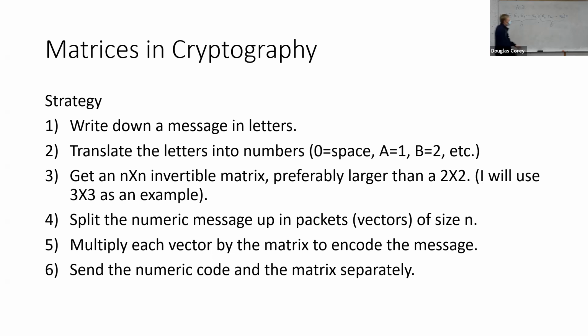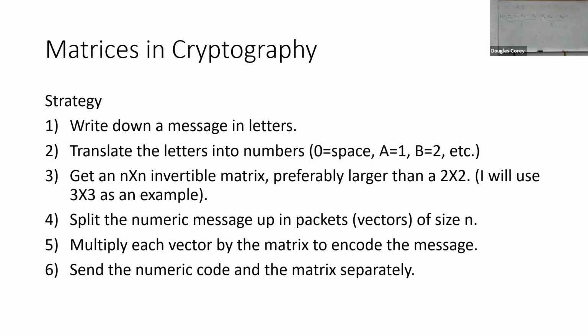So kind of like this here. We've got the 3, the 8, 1, like this one, 53, 38, 46. And to encode the message, you multiply each of those vectors. If it's a 3 by 3, you've got 3 numbers. Multiply that by your invertible matrix.